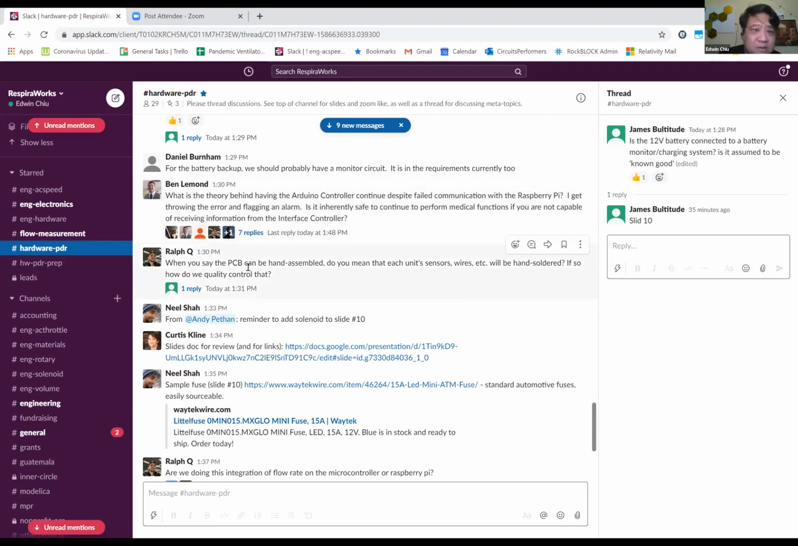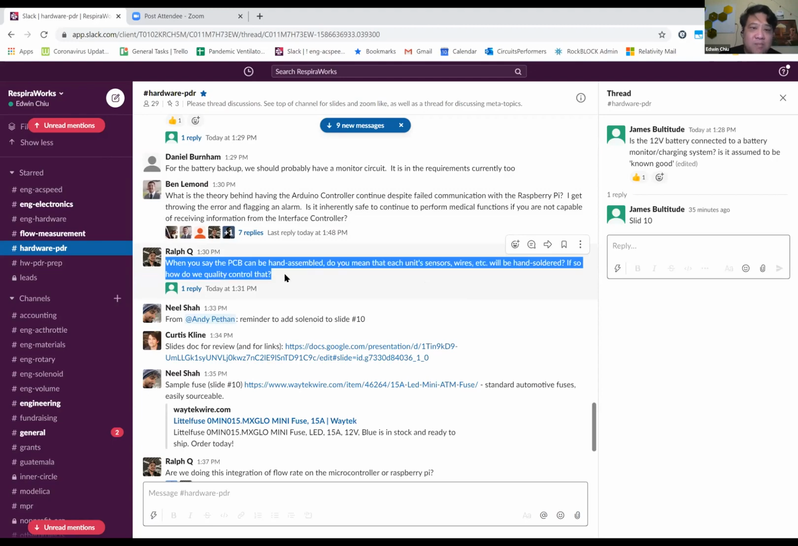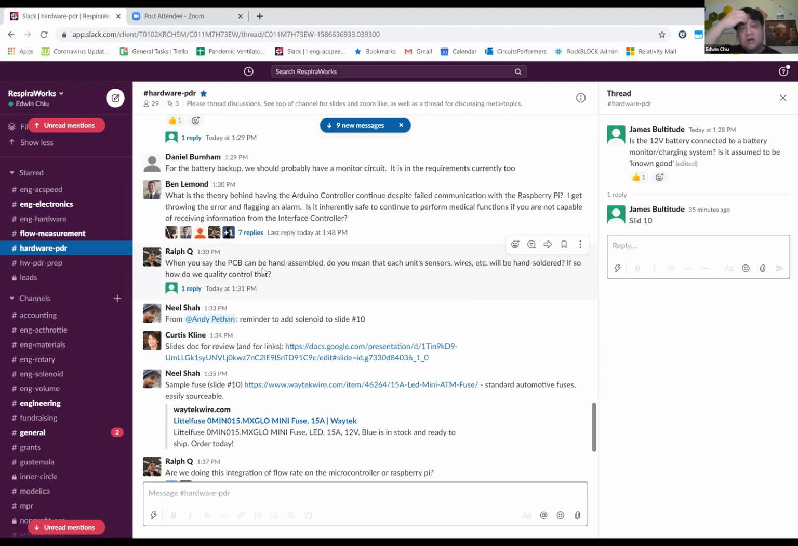Ralph asks, when you say the PCB is hand assembled, do you mean that each unit's sensors, wire, etc. will be hand soldered? If so, how do we want to quality control that? That is a good question. We should use regular visual assembly quality procedures. It's really designed such that we could build this where the resources are available. We'll want to build this at a board house with a pick and place and optical inspection techniques. But if that isn't possible, we still want it to be designed such that it could be built basically by hand. Add a solenoid on slide 10.